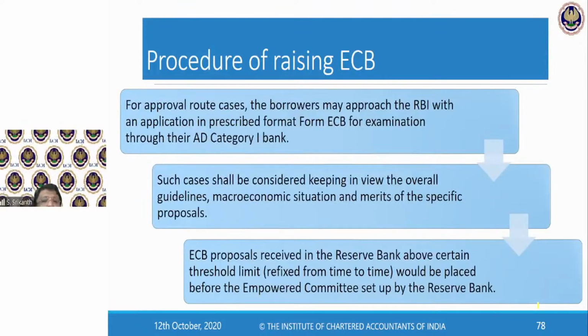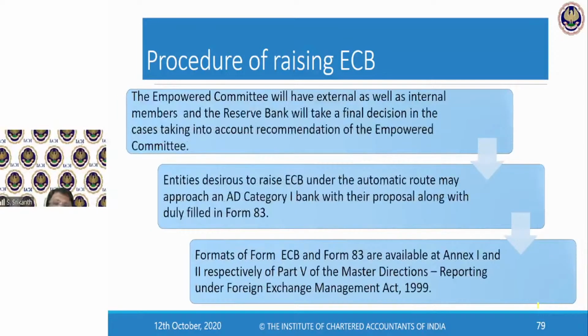So if you want to go for approval route cases, the borrowers may approach the RBI with an application in the prescribed format, Form ECB. Such cases shall be considered keeping in view the overall guidelines. ECB proposals received in the Reserve Bank above a certain threshold limit would be placed before the empowered committee, which will have external as well as internal members. Finally, it will decide and recommend.